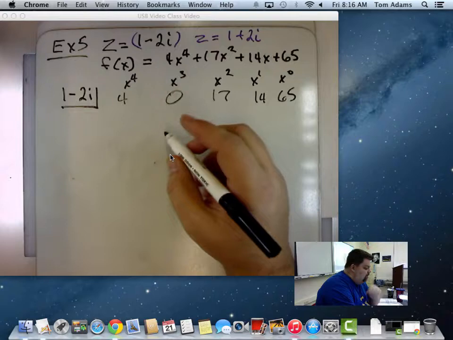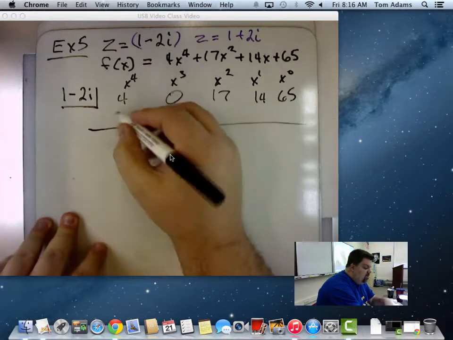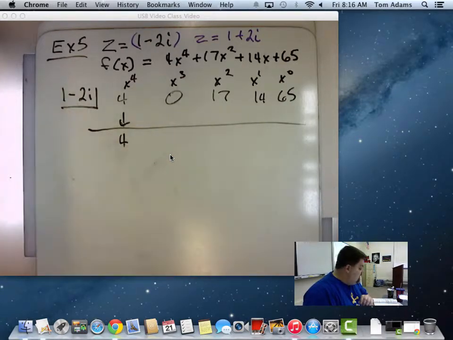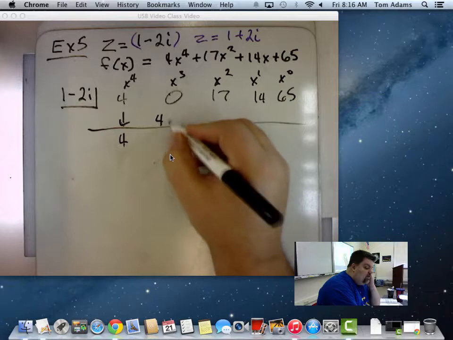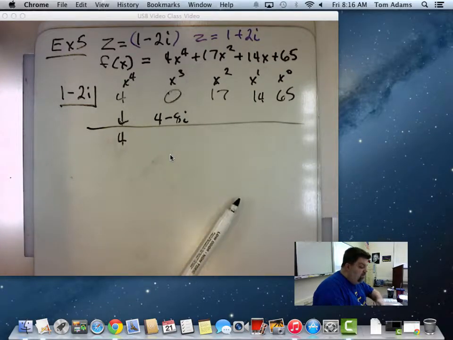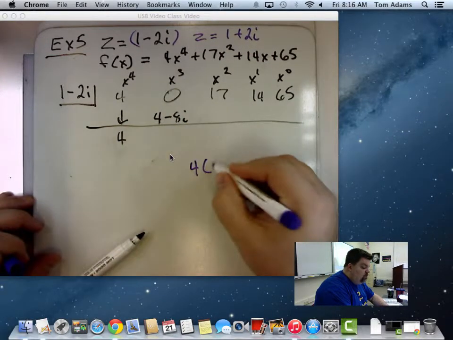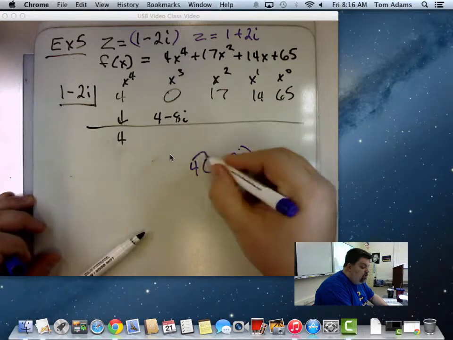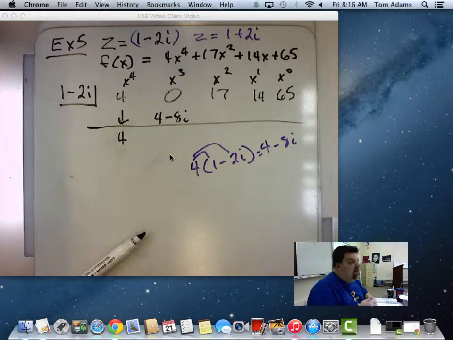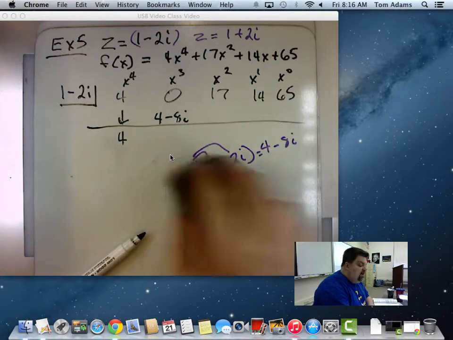Now here's the weird thing. You do it exactly the same way. So I drop the 4 down. But now when I multiply 1 minus 2i times 4, shouldn't I get 4 minus 8i? Because you got to distribute that through. I'll let it soak in. Does that make sense to you guys? Does anybody have any questions about what I've done there? I'll write it down real quick so you can see. This comes from 4 times 1 minus 2i. So when you distribute the 4 through, you get 4 minus 8i. You guys see that? Okay, you don't need me to write that down, do you?